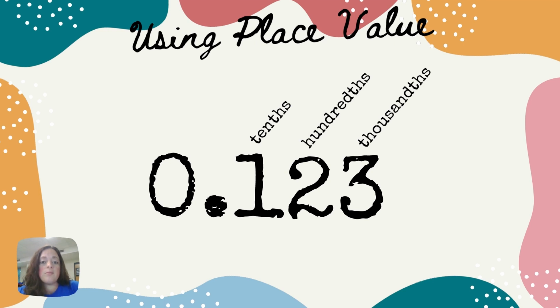When converting numbers from decimal to fraction or fraction to decimal, it's important to understand your decimal place value and really know what each of those places is called. In this example, 0.123, or 123/1000, the 1 is in the 10th place, the 2 is in the 100th place, and the 3 is in the 1000th place. This also means that there is 1/10 in this number. There are 2/100, and there are 3/1000.